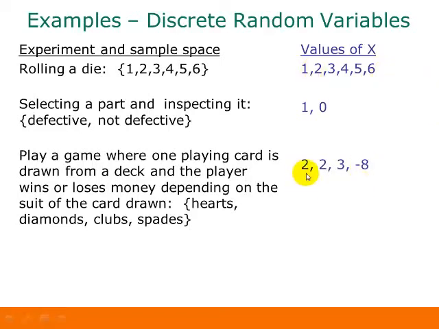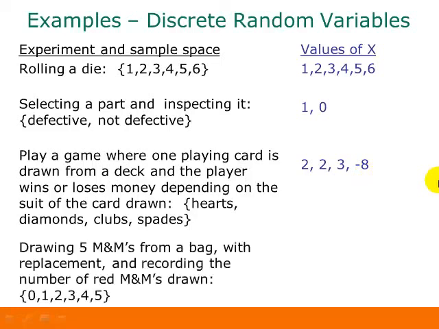For example, if we won $2 if we drew a heart or a diamond, then those would be the numerical values for those two outcomes. If we won $3 by drawing a club, that would be the numerical value for that outcome. And if we lost $8 if we drew a spade, then we would make our x value -8 to signify that we lost money.